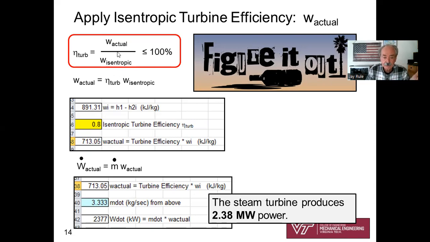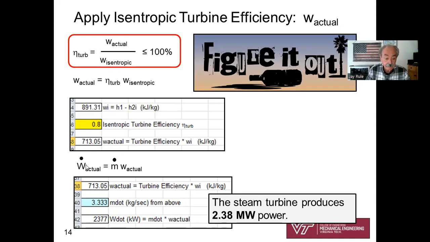But we know that we've got an actual turbine with irreversibilities. And so we should be able to figure this out. Turbine efficiency is W actual over W isentropic, without a formula sheet. But don't punish yourself. If you're allowed a formula sheet, go for it. So W actual is the turbine efficiency times the isentropic work, kilojoules per kilogram. So 891 was W isentropic, times the turbine efficiency. Our actual work is 713 kilojoules per kilogram, a lower number.